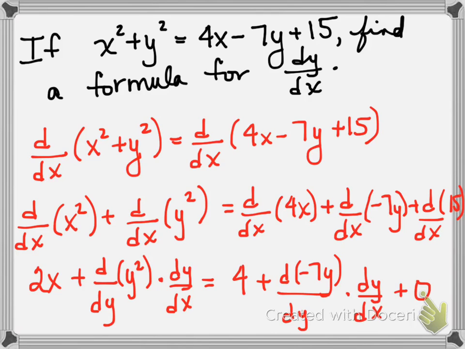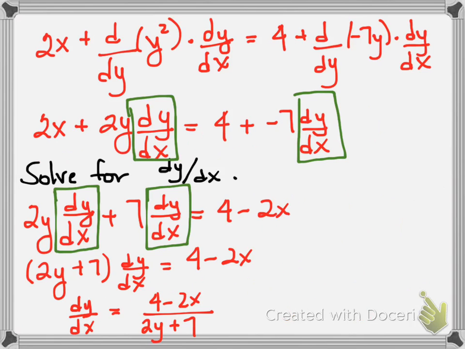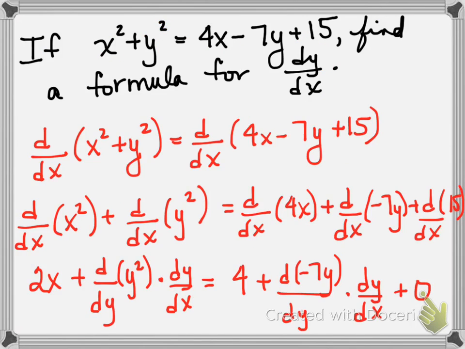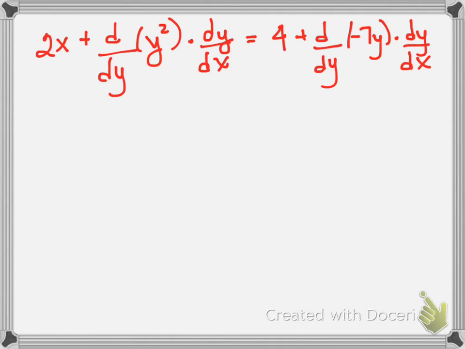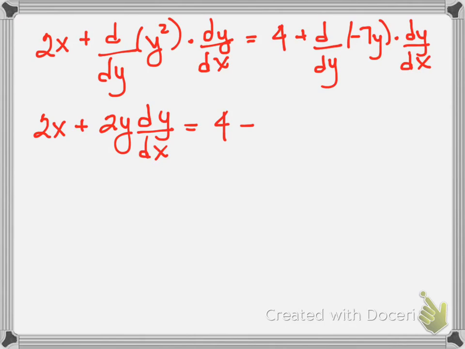So I'm just going to go ahead and rewrite this at the top of the next page. Oh, that's not what I meant to do. There we go. And I just left off that plus 0 on the side. So now what we need to do is take the derivative of y squared with respect to y, leaving everything else the same. We get 2x plus 2y dy/dx. And then we also have to take the derivative of negative 7y with respect to y. So I get 4 plus negative 7 dy/dx.